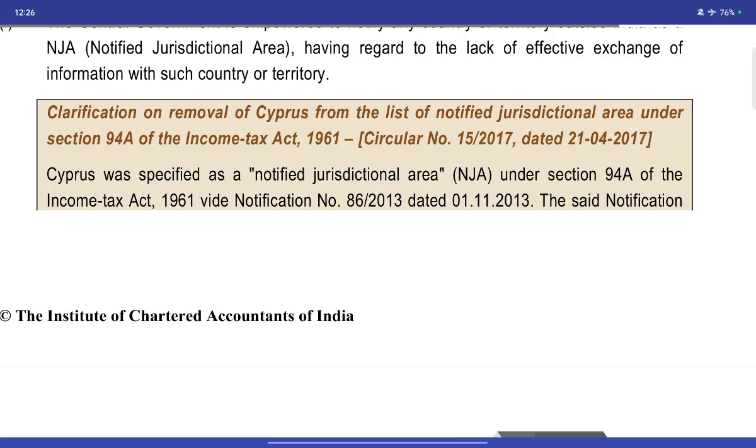Clarification on removal of Cyprus from the list. Removal of Cyprus.